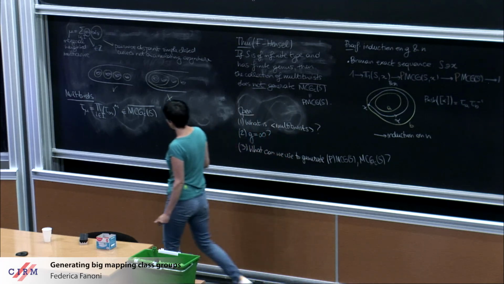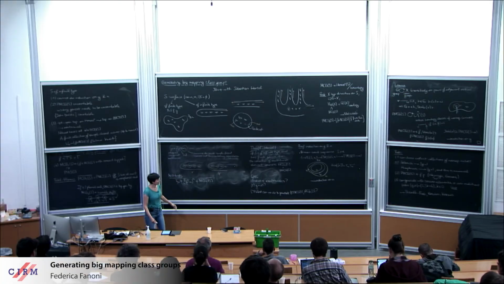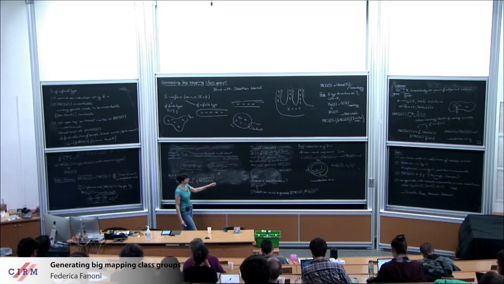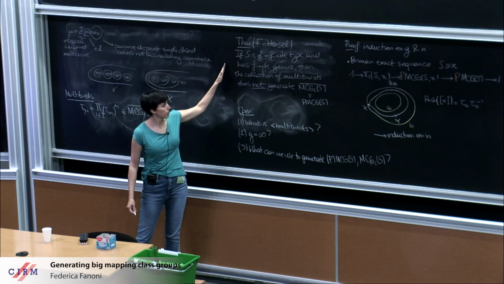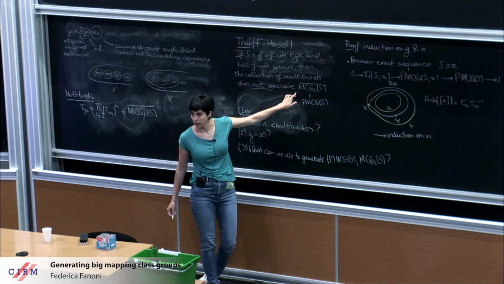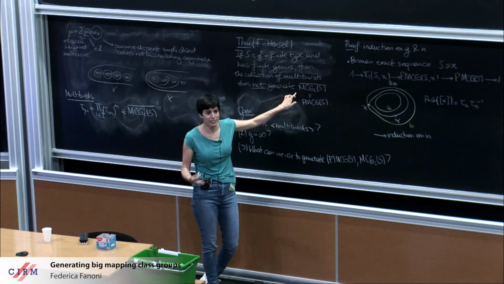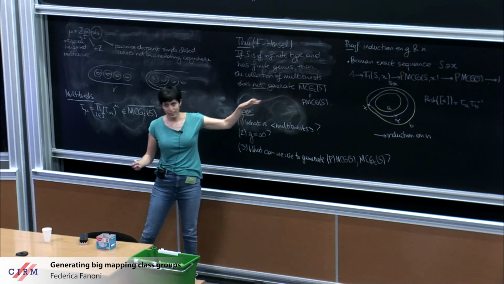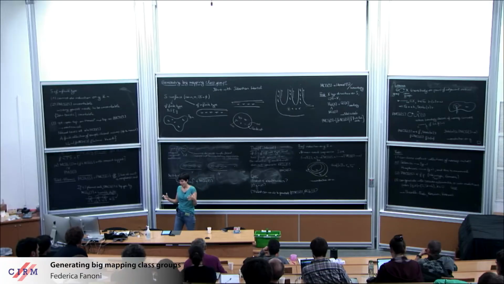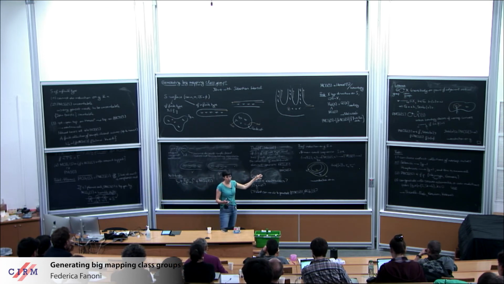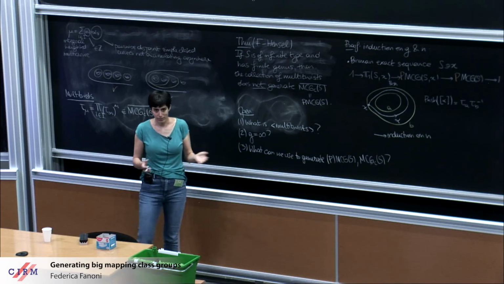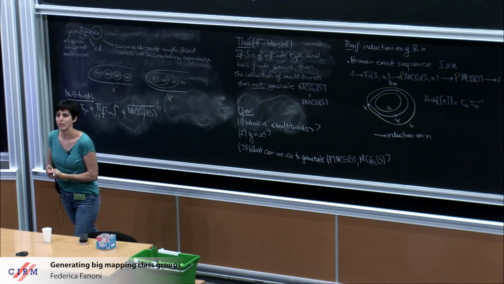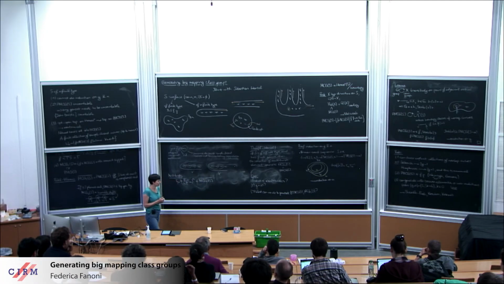Okay, so the point is, just one word about the proof of this. What we actually do is we construct a specific element, which is here, and is not the product of finitely many multi-twists. And somehow the idea there is that this element has infinite complexity, while products of multi-twists have somehow bounded complexity. So you cannot write something of infinite complexity as something of finite complexity.